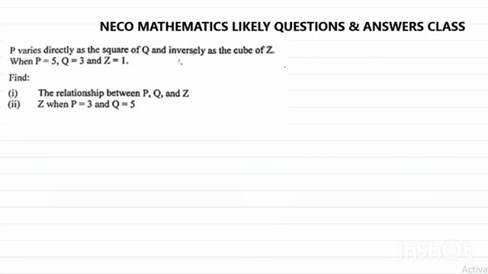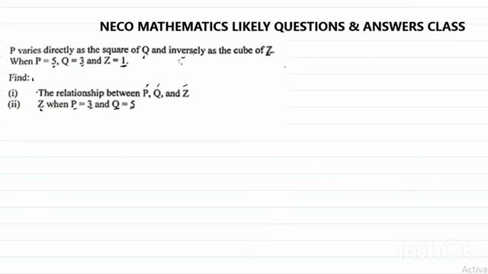And the question says that P varies directly as the square of Q, and inversely as the cube of Z. So we have P is equal to 5, Q is equal to 3, and Z is equal to 1. The question then wants us to find the relationship between P, Q, and Z, and also to find Z when P is equal to 3 and when Q is equal to 5.